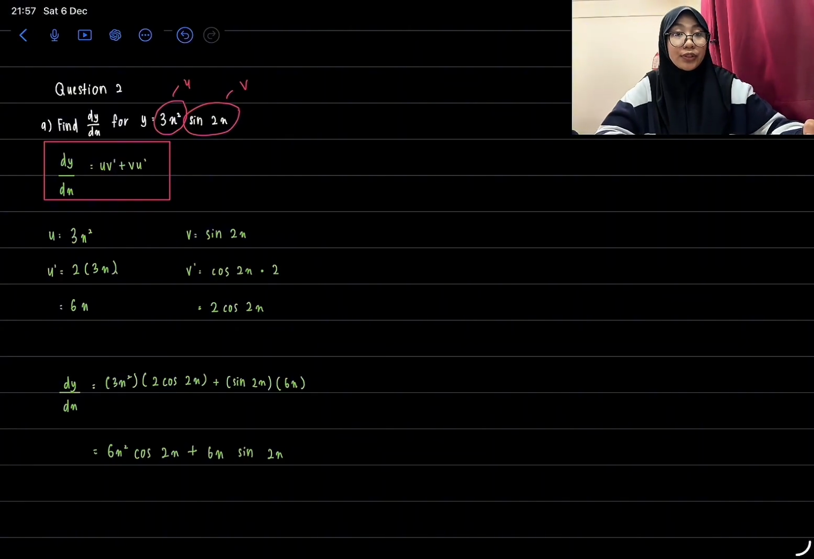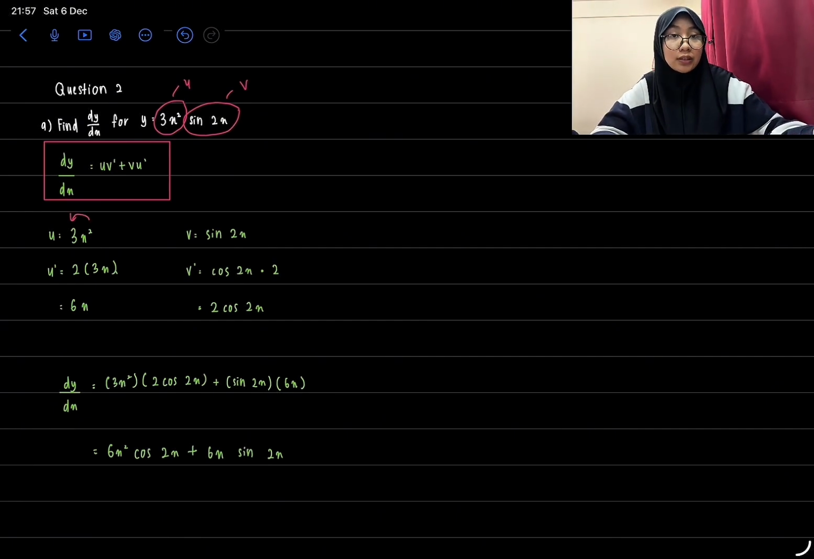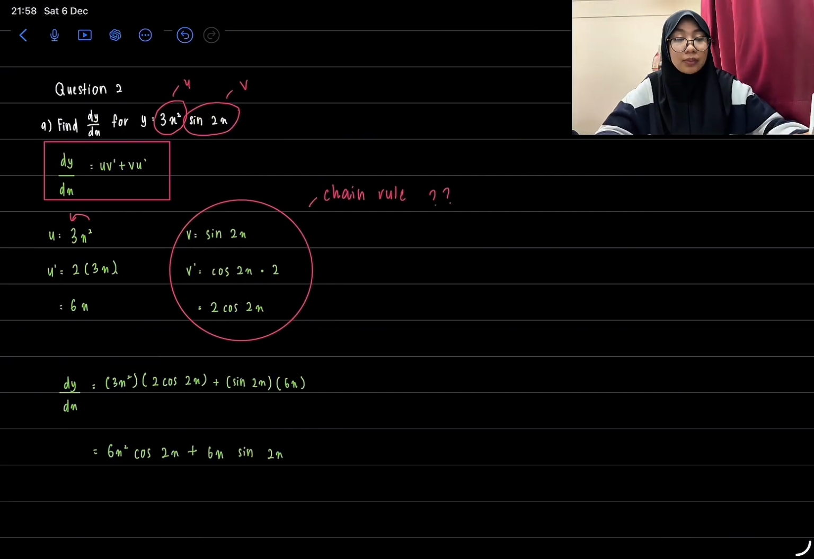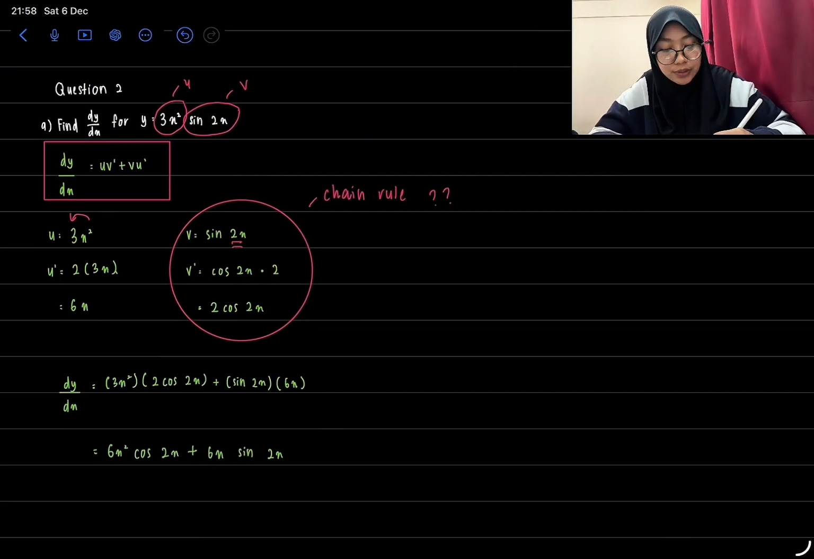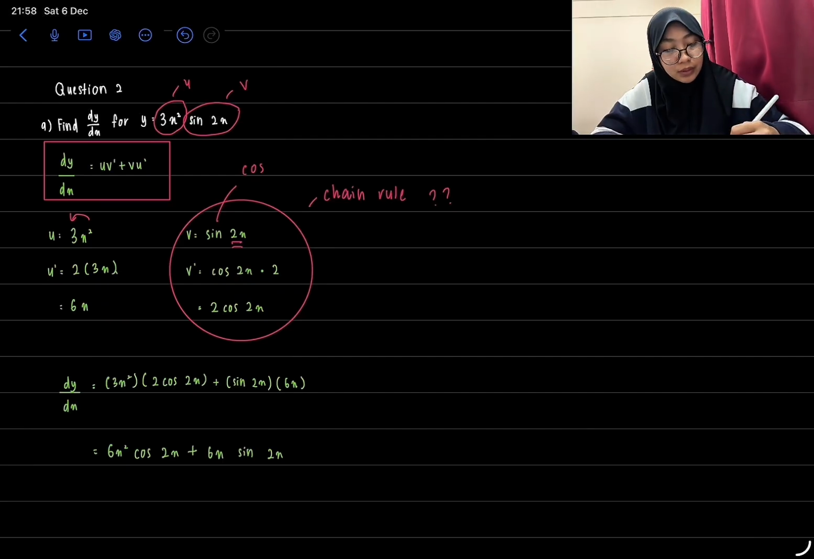Step 2, we need to differentiate each part. u is equal to 3x squared. To differentiate u, we multiply 2 with 3, so we get 6x for u prime. And for v, we need to use the chain rule. Why? Because of the 2x. To differentiate sine, we get cos, so cos 2x multiplied by 2. Where do I get the 2? I get the 2 from differentiating 2x. Differentiating 2x, we get 2. So v prime is 2 cos 2x.